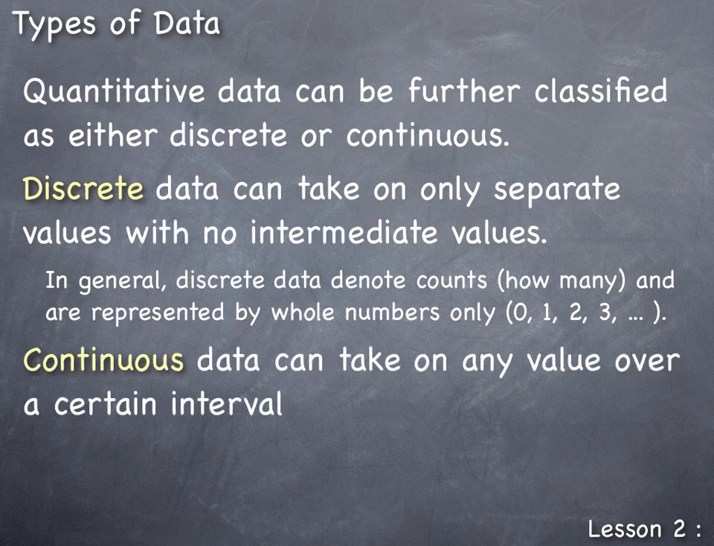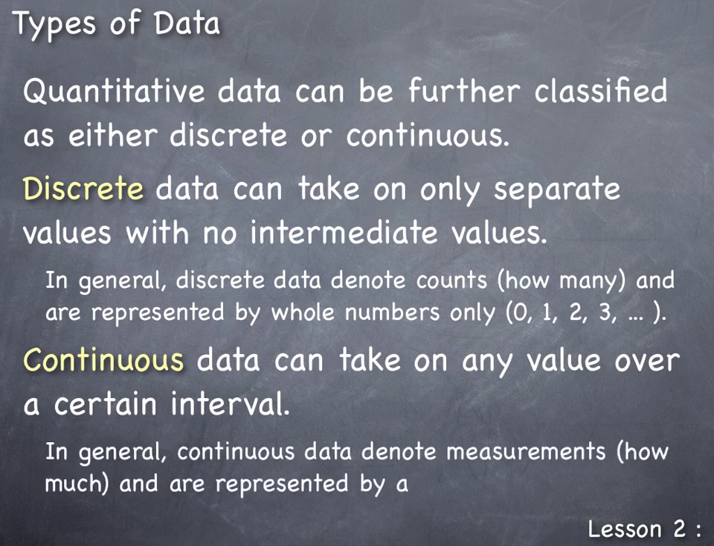Continuous data can take on any value over a certain interval. In general, continuous data denote measurements, that is, how much, and are represented by any real number, which includes whole numbers such as 0 and 1, but they also include fractions and decimals, such as 2.5, 3.14.